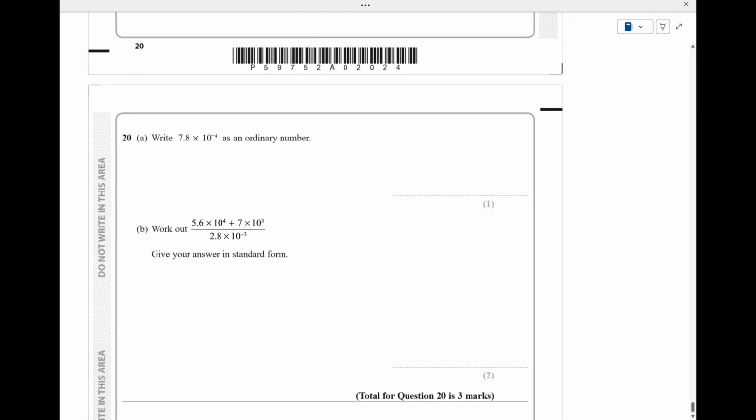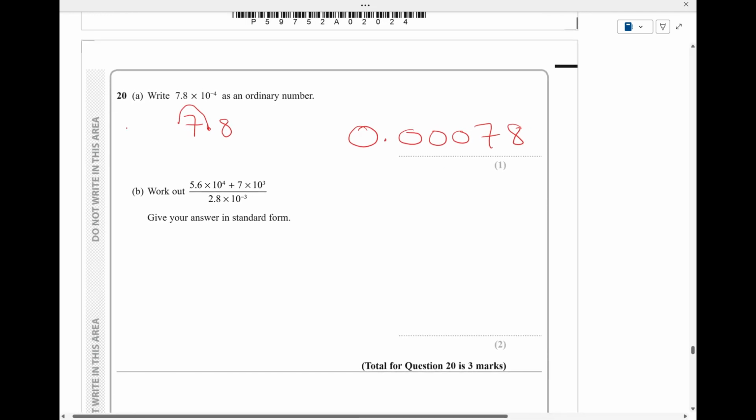Now you could probably use your calculator for this one, but I'm going to use my knowledge of decimals. I'm going to move the decimal point back 4 places. Now, 1 place, and then I'll have to move it 3 more places. So I'm going to end up having 3 zeros after the point, and then the digits 7, 8.